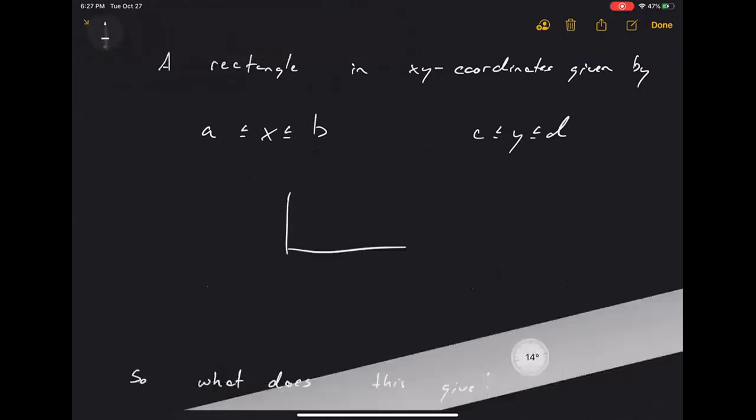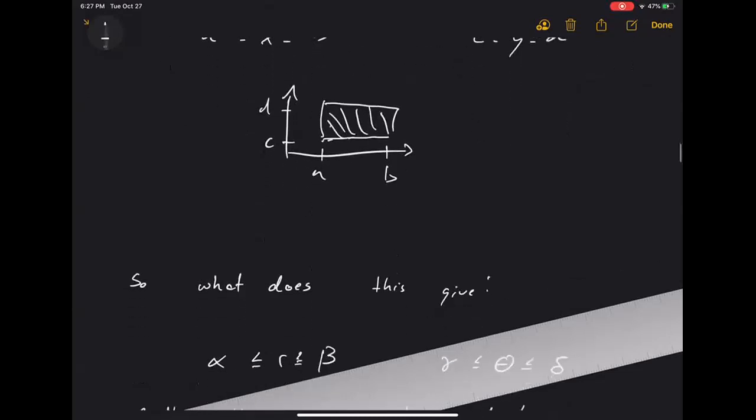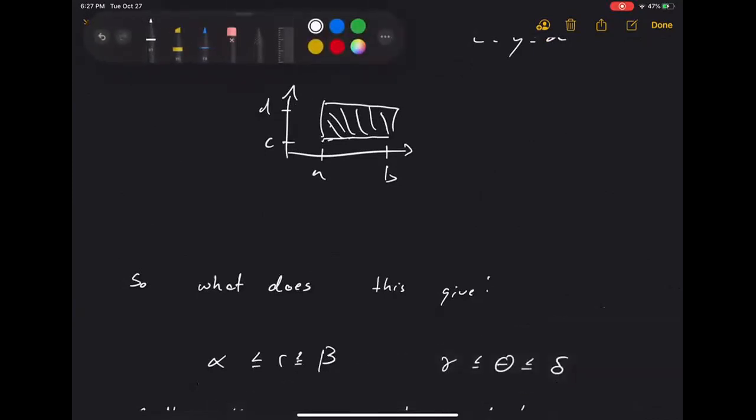So let's say we have our xy plane. I've got a to b and c to d. Okay, and then we have a rectangle here, right? That's our rectangle. And rectangles are really how we developed our multivariable integral, right?